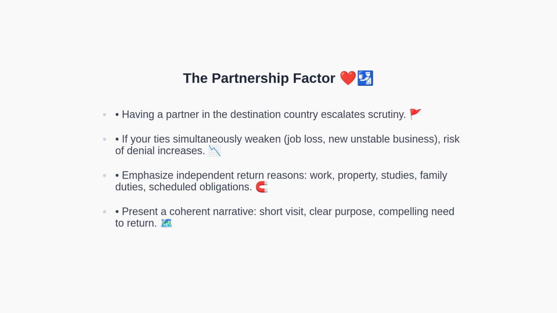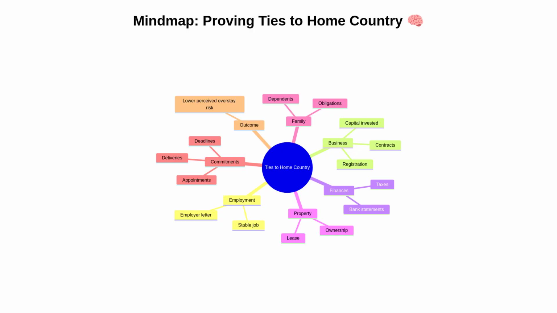Present a clear and coherent narrative that emphasizes a short visit for a specific purpose and a compelling need to return. To bring these elements together visually, let's use a mind map. This mind map structures the primary categories that demonstrate ties to the home country: employment, business, finances, property, family, and commitments. Under employment, include a stable job and an employer letter.